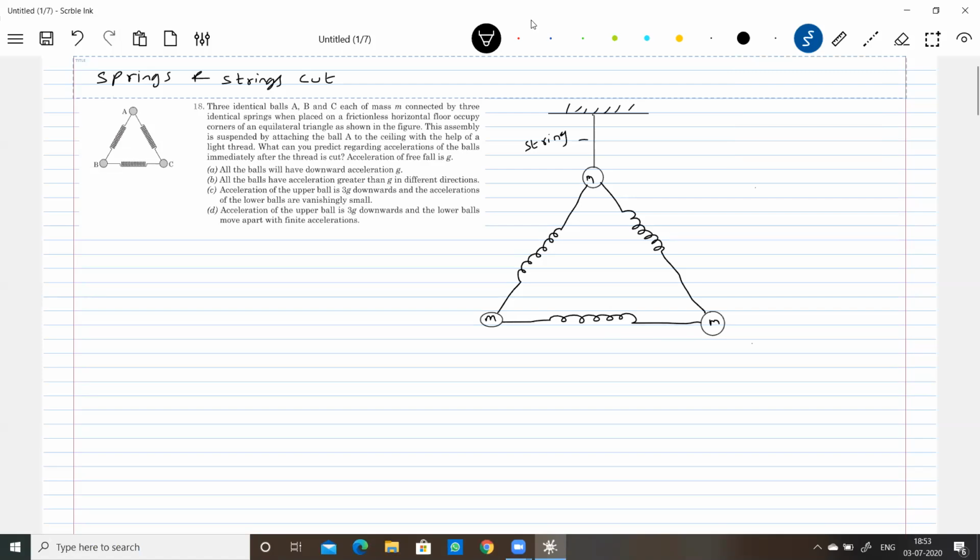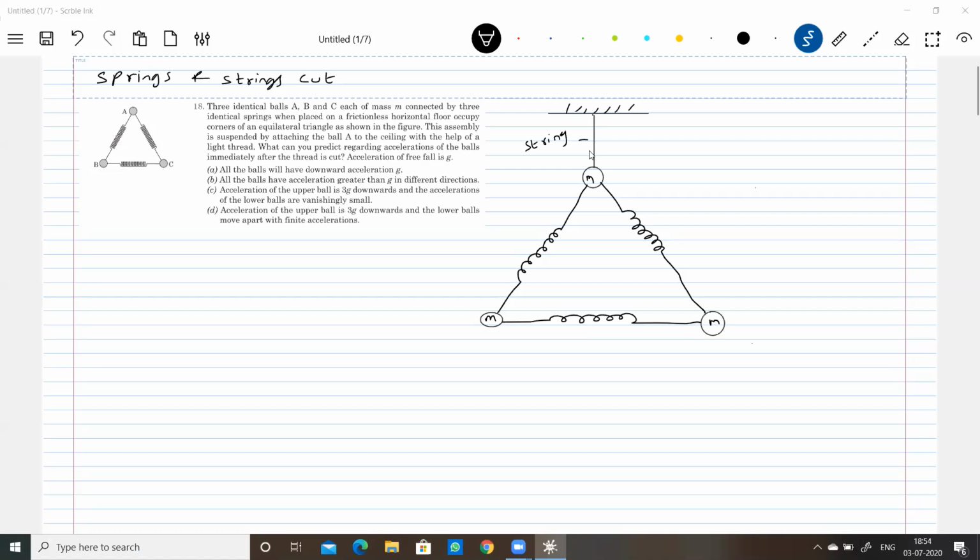So he's telling that first initially they were placed, then they were suspended. Just after the string is cut only, we calculated the previous problem. Our entire discussion is just after the string is cut. So let's write the equation. All three are identical. The springs are identical.